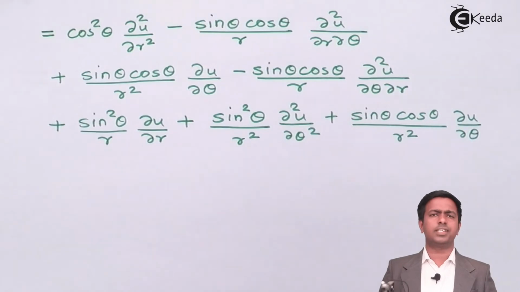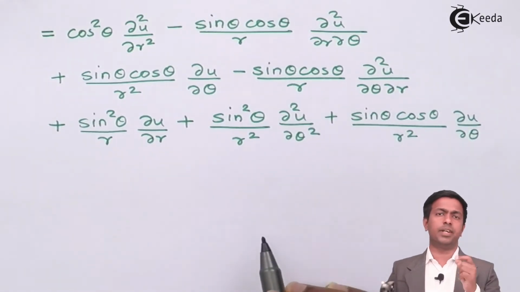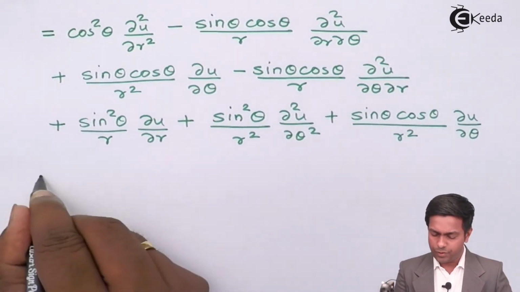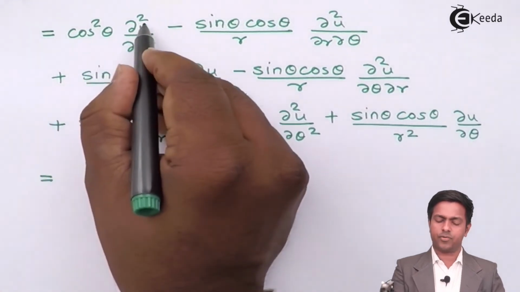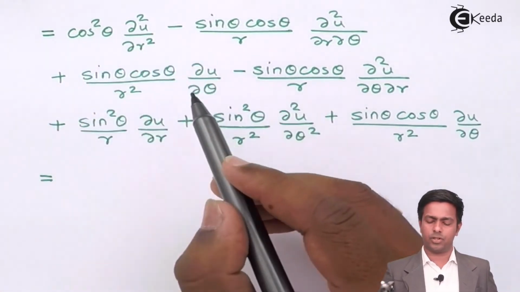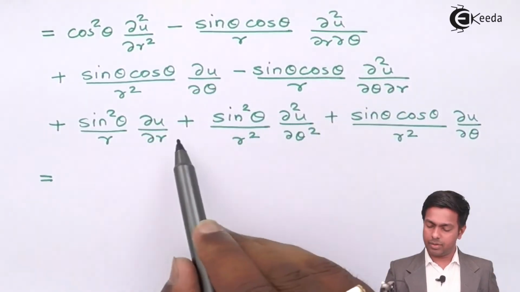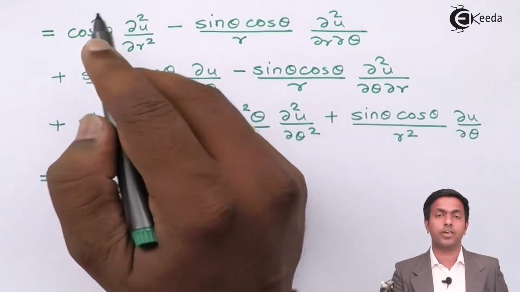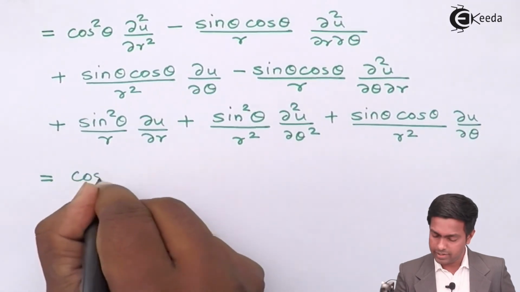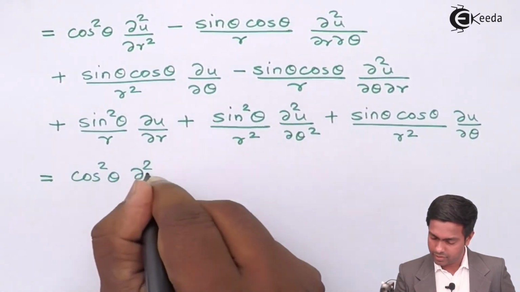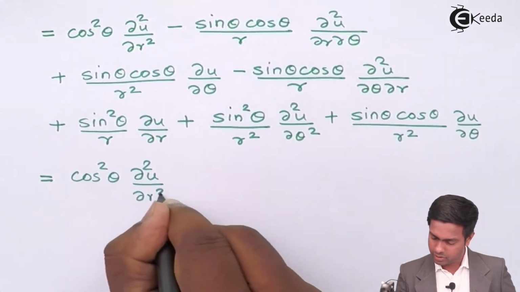Now here again we'll simplify it further. So we'll take similar terms together. So first of all, this cos square theta del square u by del r square. So we'll search for the term which is del square u by del r square, and that term is not present anywhere. So this term will remain as it is. So it is cos square theta del square u by del r square.